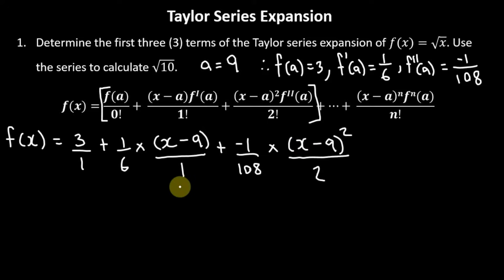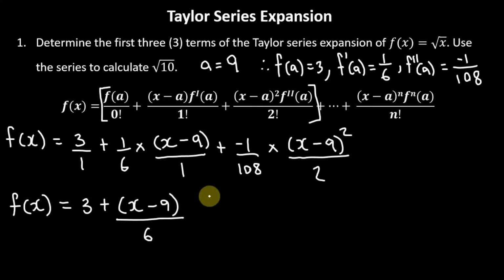And these are the first 3 terms, guys, and all we need to do here is just to clean this up a little bit. So f of x is equal to 3 divided by 1 is of course 3, plus 1 times the bracket here, the bracket will remain x minus 9, over 6 times 1, which is 6. And whenever we have a positive and a negative sign like this, it's always equivalent to a negative sign. 1 times the bracket here, raised to the power of 2, will remain x minus 9 in bracket, raised to the second power, over 108 times 2, which is 216.